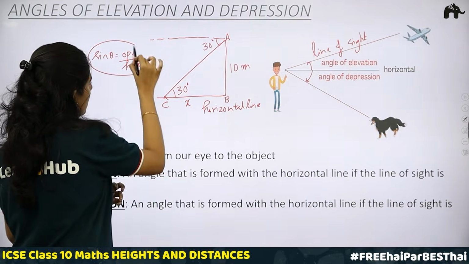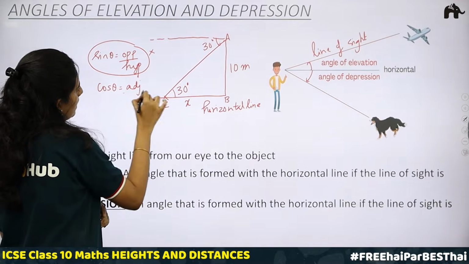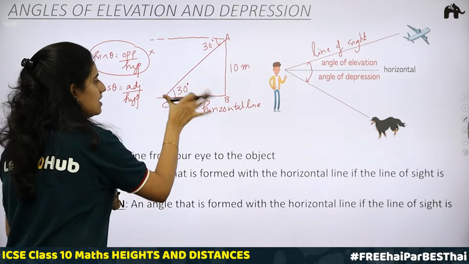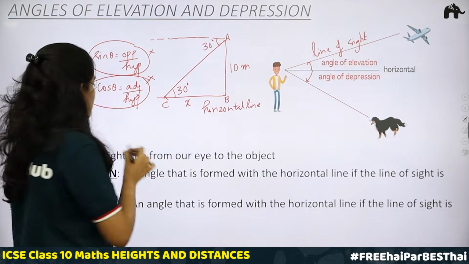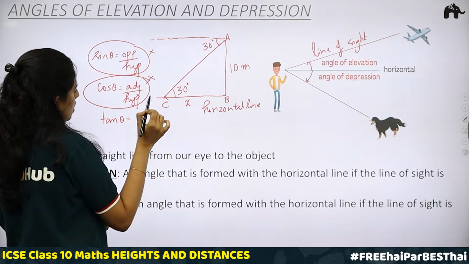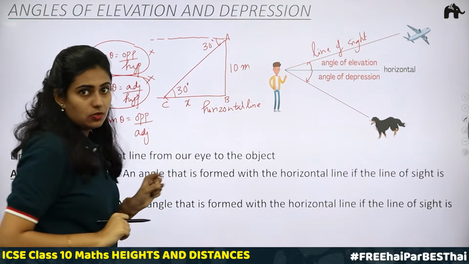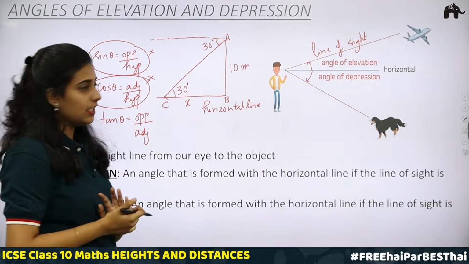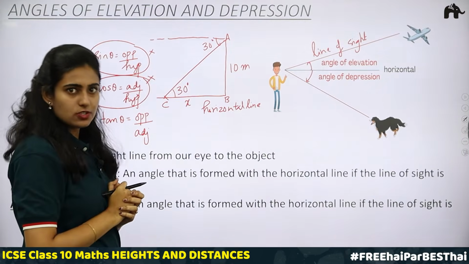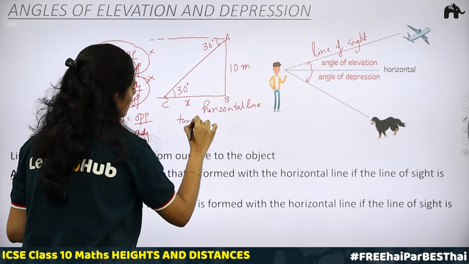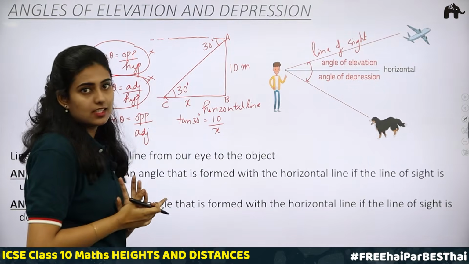So we cannot use sine. What about cos? We have cos theta is equal to adjacent side divided by hypotenuse. Here the adjacent side is there, but we don't know the value of the hypotenuse. So we cannot use this. Next, tan theta is equal to opposite side divided by adjacent side. This can be used. The opposite side value we know, that is 10 meters, the height of the building. And the adjacent side is what we have to find, that is x. The value of tan 30 degrees we also know. Yes, tan 30 degrees is equal to 10 divided by x. What is the value of tan 30 degrees?